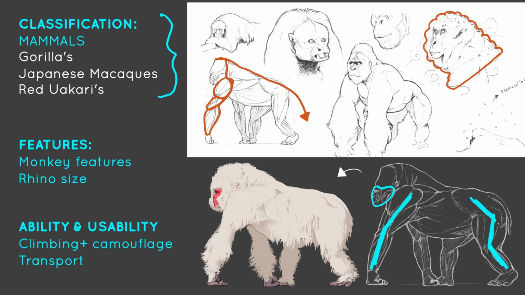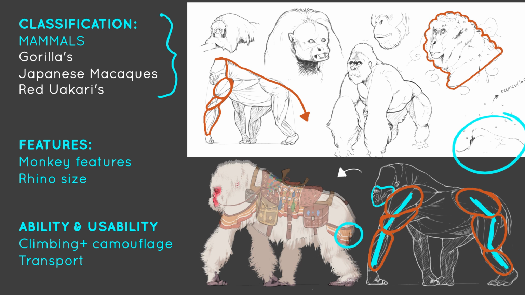Ability and usability. I made him a natural strong climber and good at camouflage, so I gave him thick muscles and an all-white fur to hide in the snow and wait for his prey. As for usability, I kept it simple. Transportation while harvesting for rare products in difficult terrain.